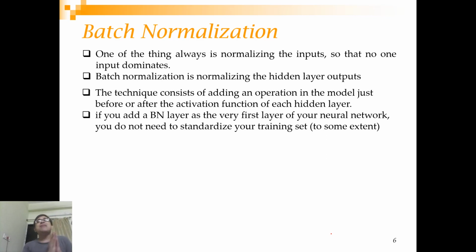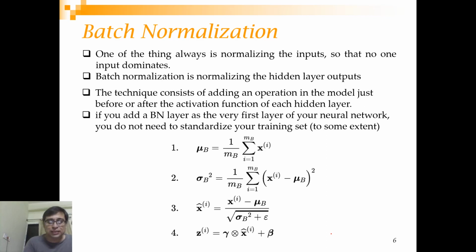Okay. So if you add a BN layer, or batch normalization layer, as the very first layer of your neural network, then you need to standardize your training set. Okay. But to some extent. So we are just going to discuss that.